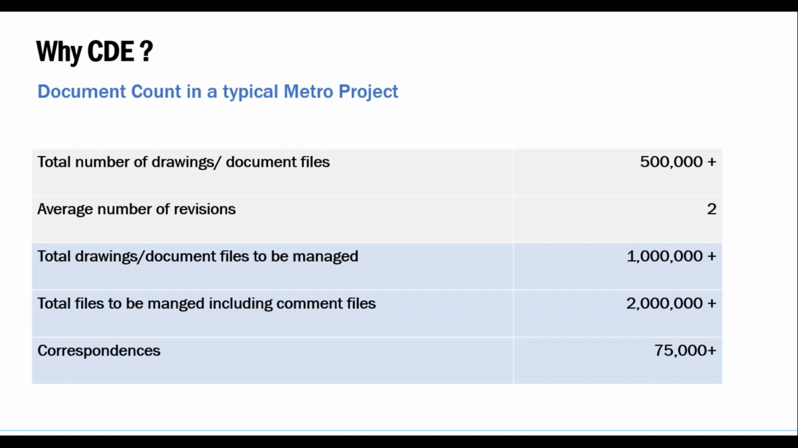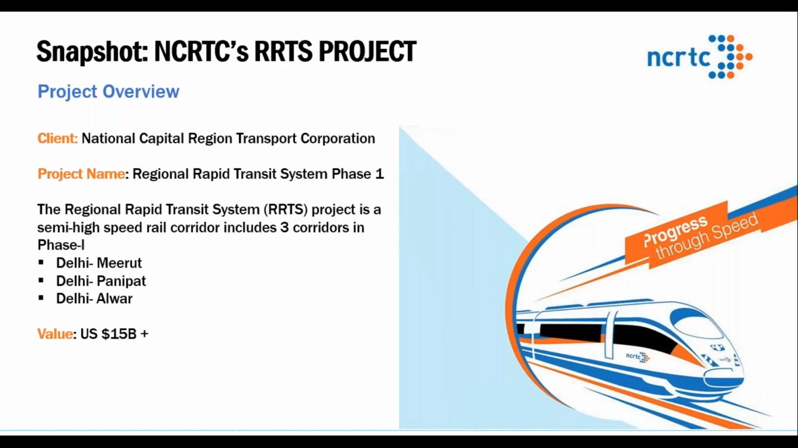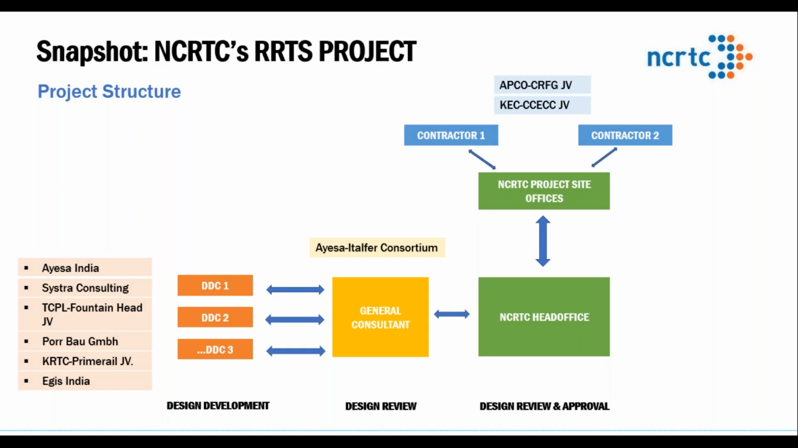So that's the volume, and you can imagine this has to go through 6 or 7 parties which are associated with this. So in this particular scenario which we were taking up, NCRTC is a 15 billion plus project where you have 3 corridors. So the people who are associated with this project, as I mentioned earlier, there is the general consultant, which is the consortium. Then you have 6 detail engineering or design consultants who are associated with this, and then you have 2 main contractors who are involved in it.